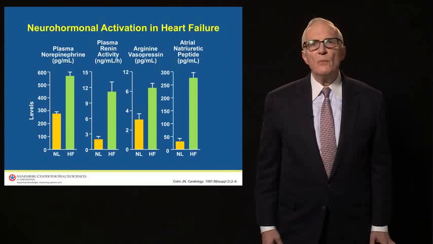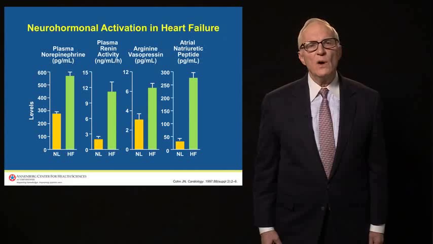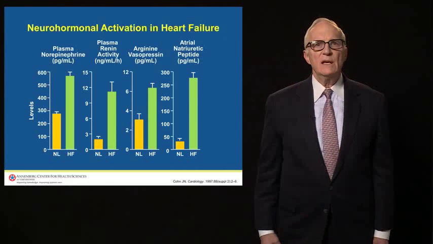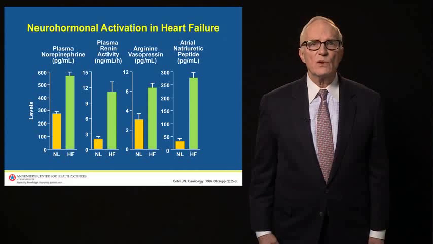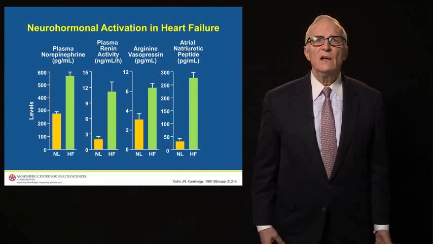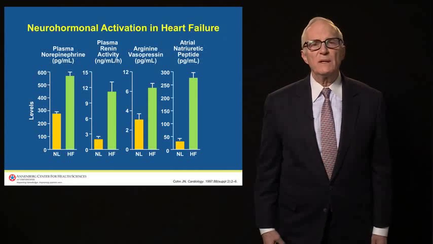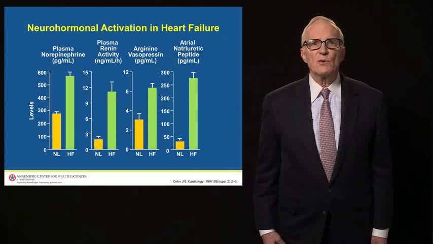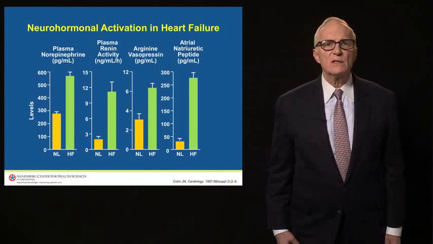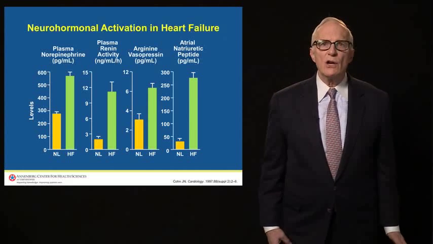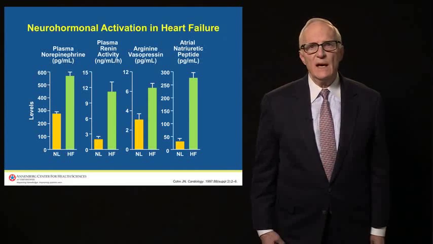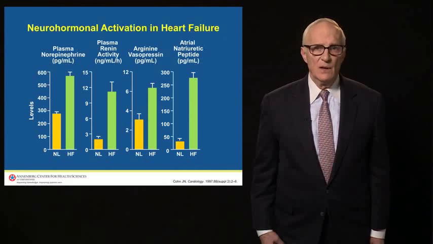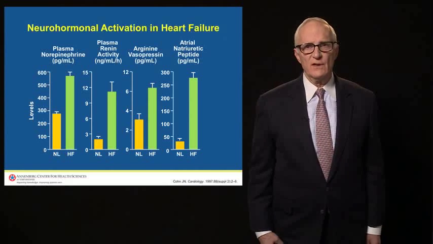Neurohormonal activation is a hallmark of heart failure. If one compares the blood levels of certain hormones in patients without heart failure versus those with heart failure, there's a clear difference. For example, plasma norepinephrine is significantly greater in patients with heart failure than in normal subjects. Plasma renin activity is significantly greater in patients with heart failure than in normal subjects. Arginine vasopressin levels are higher in patients with heart failure. Atrial natriuretic peptide levels are markedly higher in patients with heart failure than in normals.